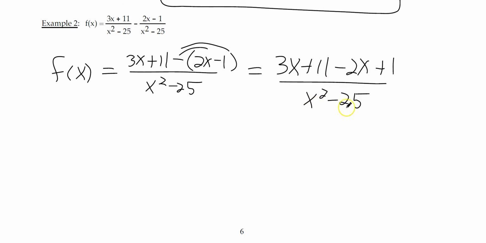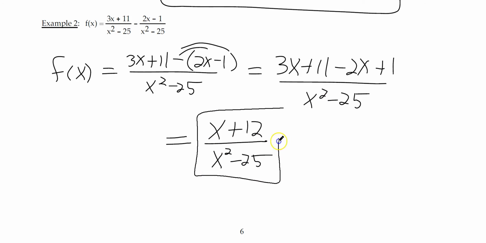Okay, now the x squared minus 25 is begging me to factor into (x plus 5)(x minus 5). But because it's such an easy one, I know what it is. Let's see. Numerator, x plus 12. That's not an x plus 5 or an x minus 5. So because I know how this factors, I know it won't reduce.